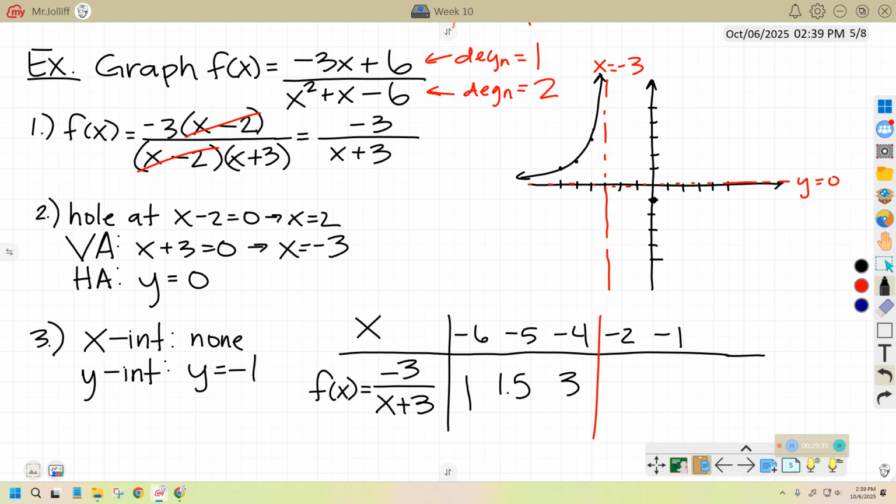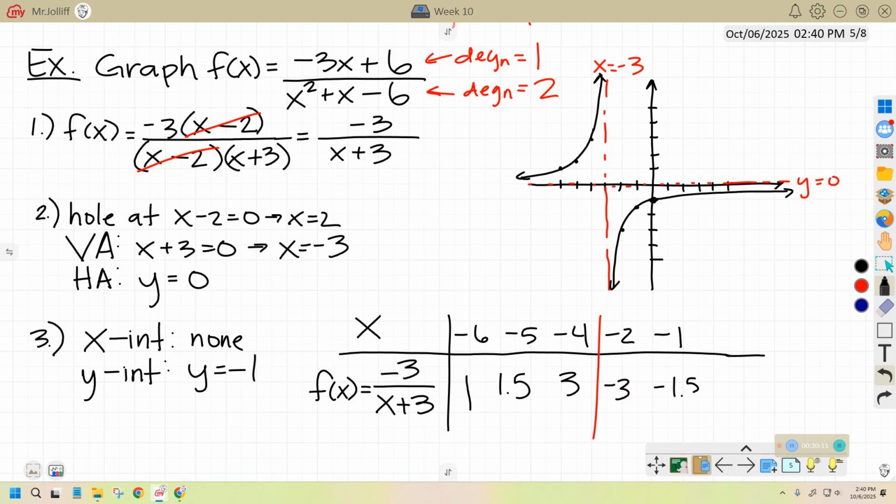If I plug in -2, -2 plus 3 is 1. -3 divided by 1 is -3. If I plug in -1, -1 plus 3 is 2. That's -3 over 2, which is -1.5. So -3, -1.5, and then at 0, it's -1. So this side of the graph is this way.